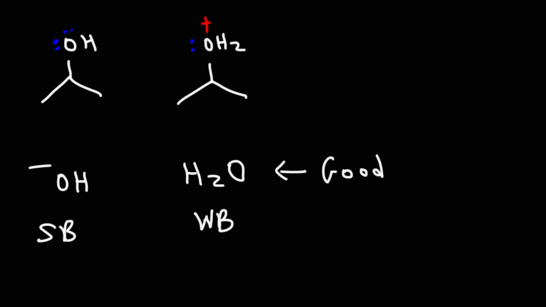So this is how you can turn a poor leaving group into a good leaving group. So this is a bad leaving group. But if you add an acid to it, if you add a proton to it, you can turn it into a good leaving group.